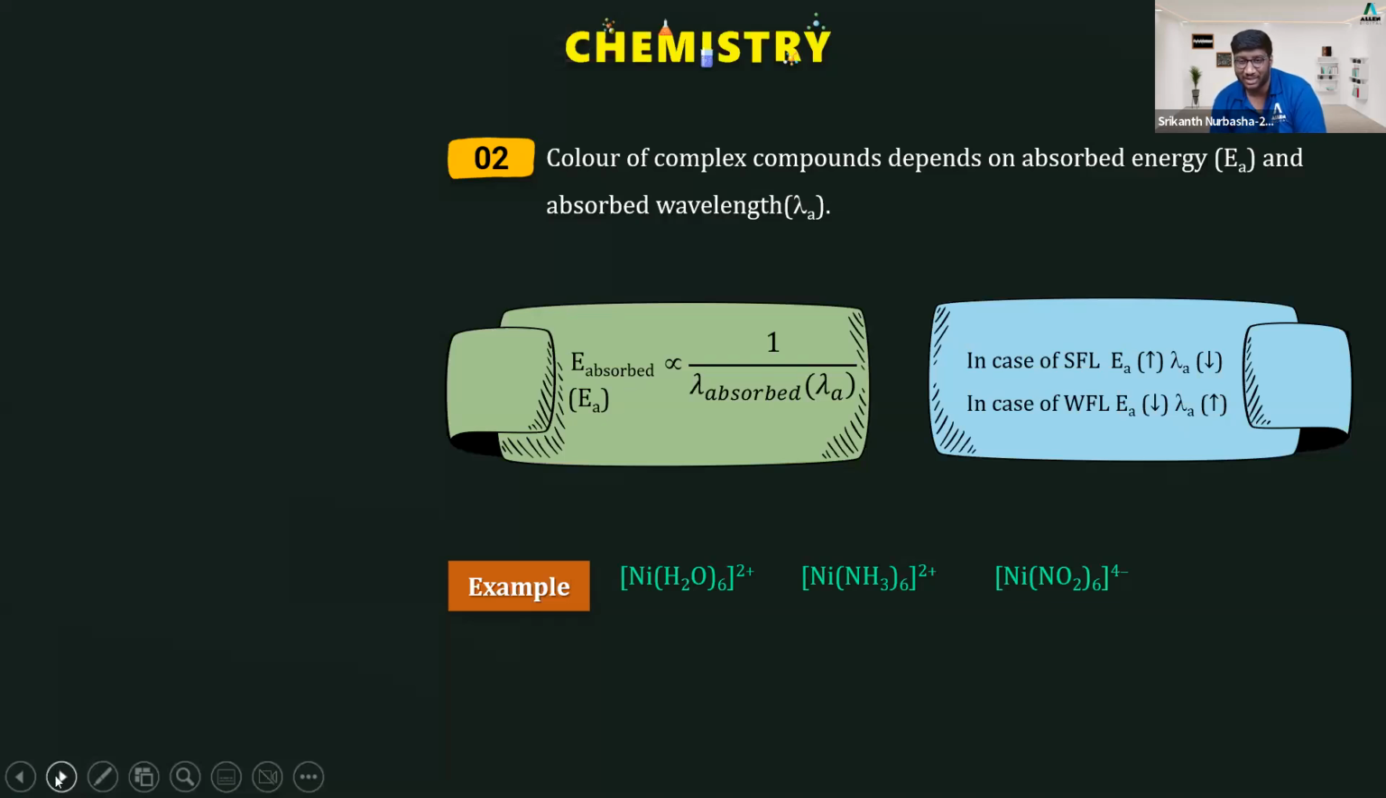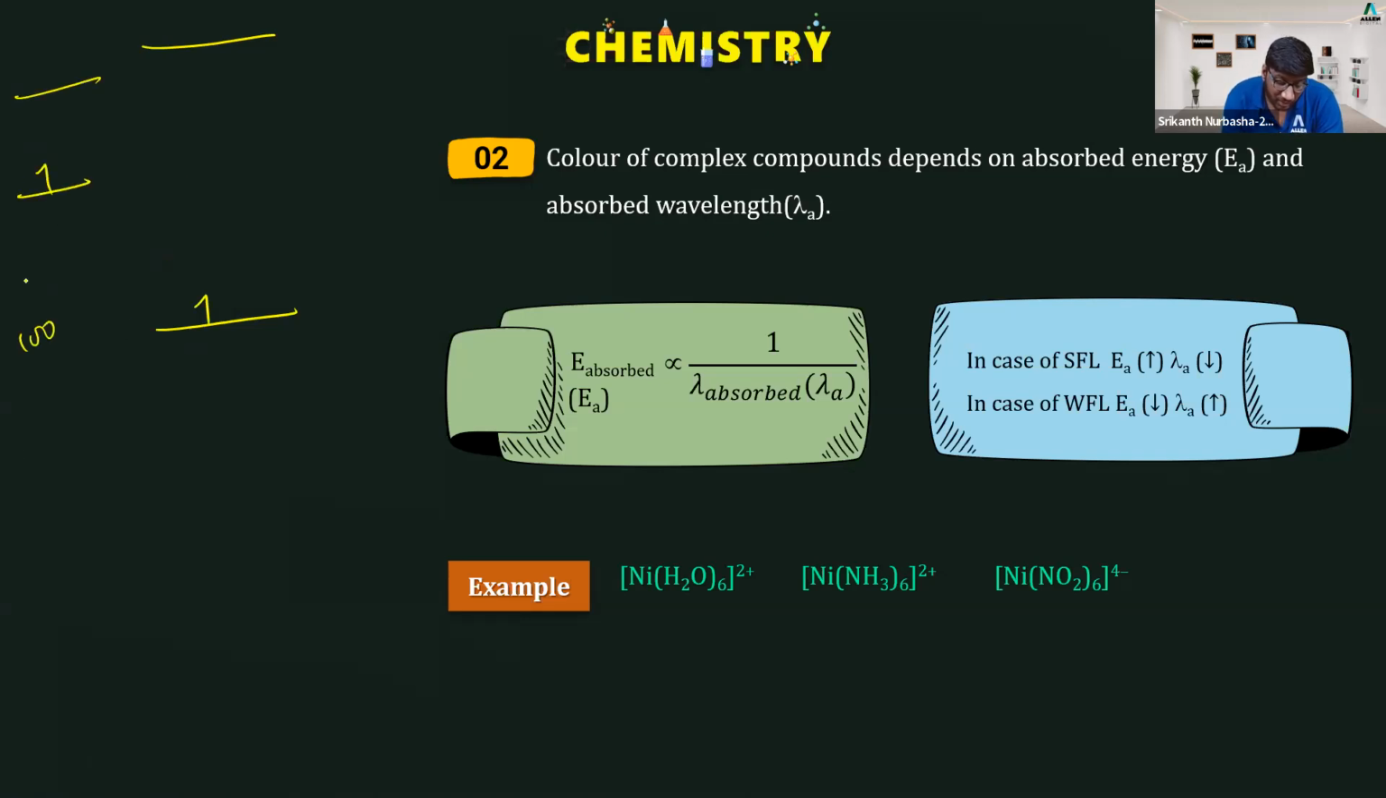What I mean to say is, whatever color you are seeing, that is the color of left out radiation. What do you mean by left out radiation? That means radiation not absorbed by the electron. In case of a strong field ligand, the splitting is very, very high. Out of 100 units, earlier let us say it is absorbing 20 units and goes to the higher level. Now if I take a different complex, it will absorb some 40 units and go to the higher level.